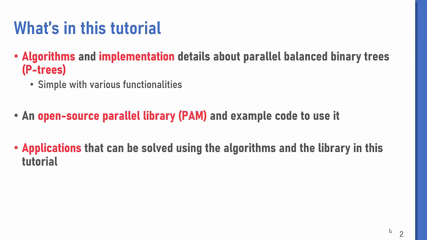What you'll see in this 1.5 hour tutorial will include algorithms and implementation details of parallel balanced binary trees. We will call the tree P-trees, standing for parallel trees. If you're interested in implementing a parallel tree yourself, this part is probably useful for you. The P-tree has been implemented in our open source parallel library called PAM. It's also available online. So I'll also mention some example code of using the library. If you are only interested in using the tree or using the library, you would probably be interested in this part.